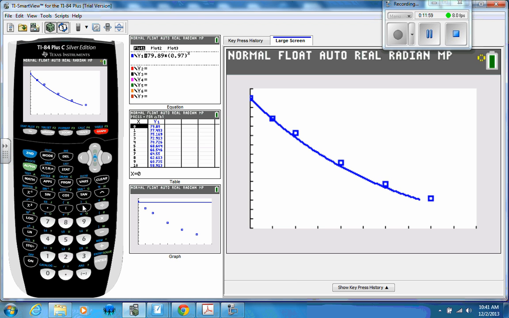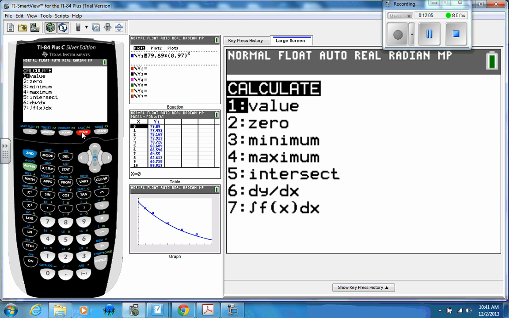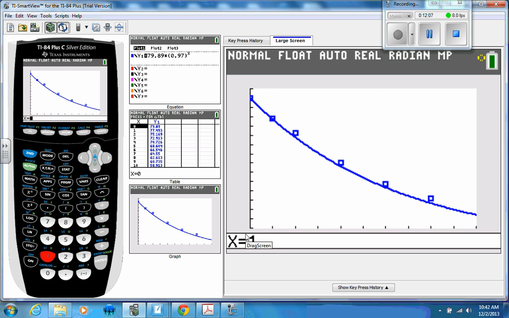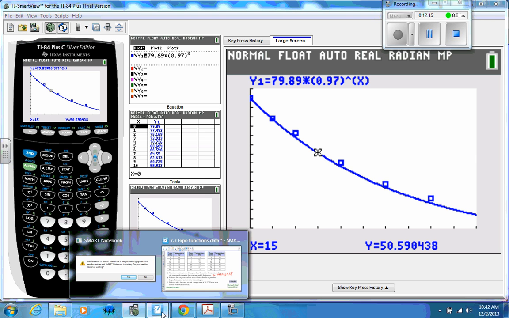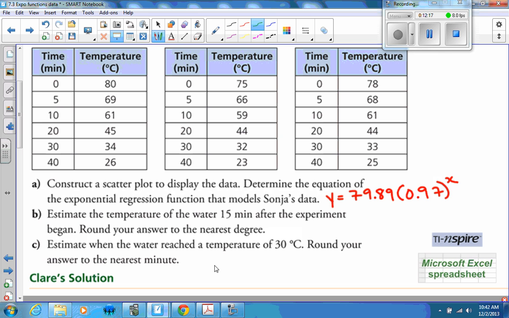And then once it's done, I want to go to second function trace, and I want to solve for the value when x is at 15 minutes. What's the temperature of the water? It's 51 degrees Celsius because it's said to round to the nearest degree, right? So 51 degrees Celsius for B.